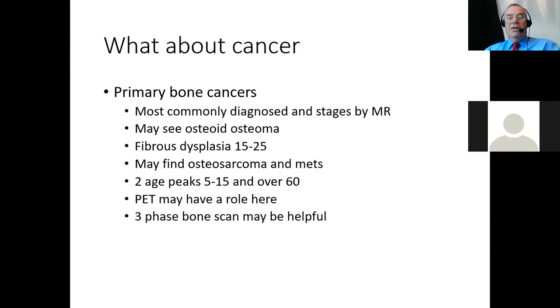As well as that, the fibrous dysplasia that occurs primarily between the ages of 15 and 25. Now, where bone scintigraphy tends to be used is in osteosarcoma and looking for metastases, which tend to be bone seeking. And there are two peaks. The first one is between ages 5 and 15, and the second peak is over 60. And as we'll see, there may be a role for FDG PET as well. Now, unlike most benign disease, there may be a role for three-phase bone scans, particularly looking for focal or local disease.